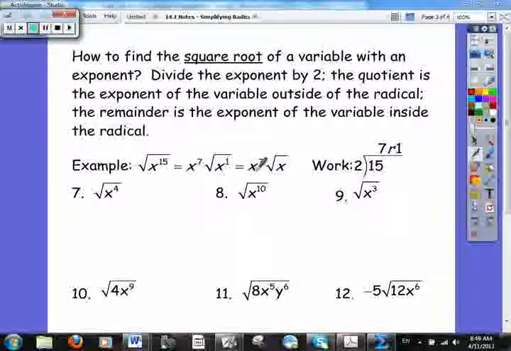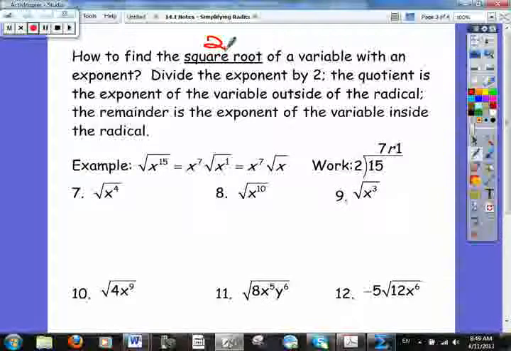Okay, now we're back. We talked about finding the square root of a number. Now how do we find the square root of a variable? Well, this is pretty simple. Since we're trying to find the square root, that means 2. Later on you will talk about cube roots, which means 3, or the fourth root, which means 4. But right now we're talking about a square root.